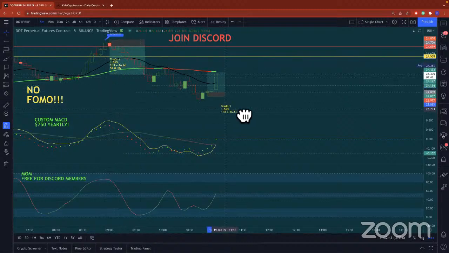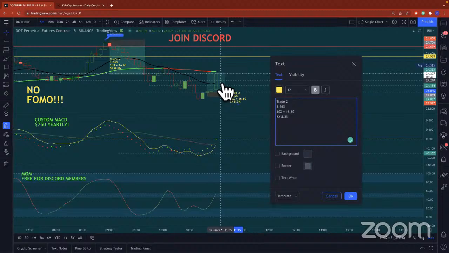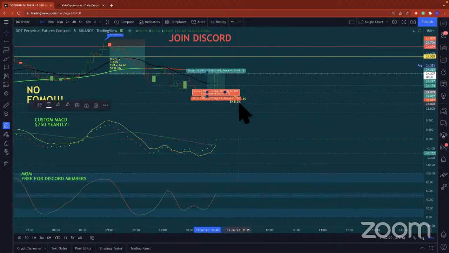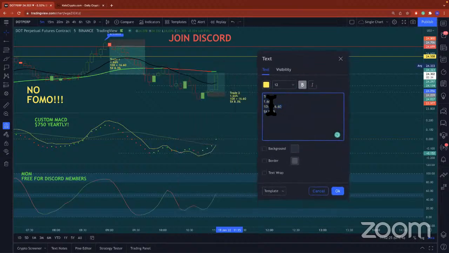Move that right there. We're going to come over down here. We're going to edit this. Trade number 2. What was it? 1.18. Trade number 2, 1.18. Let me get my little handy dandy calculator out. So times 1.18%.